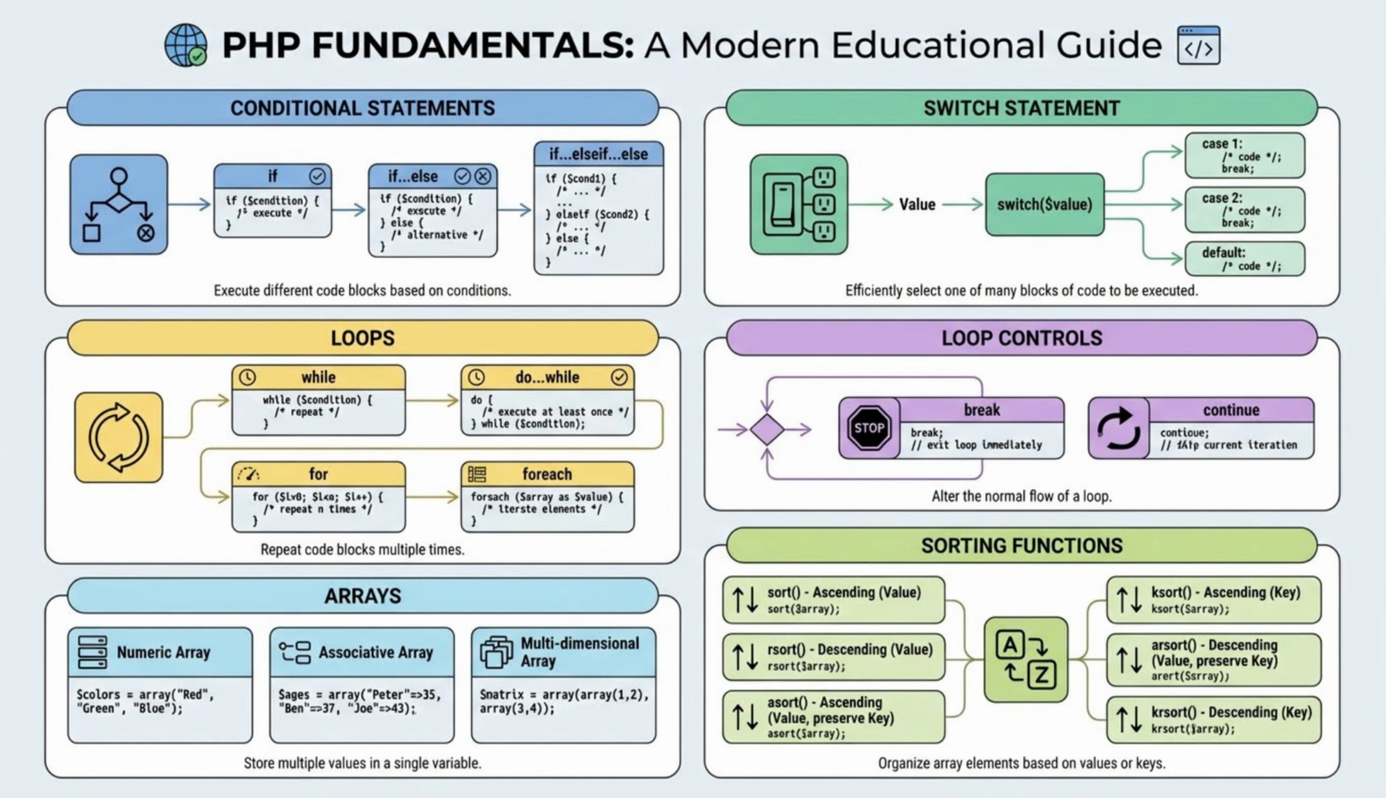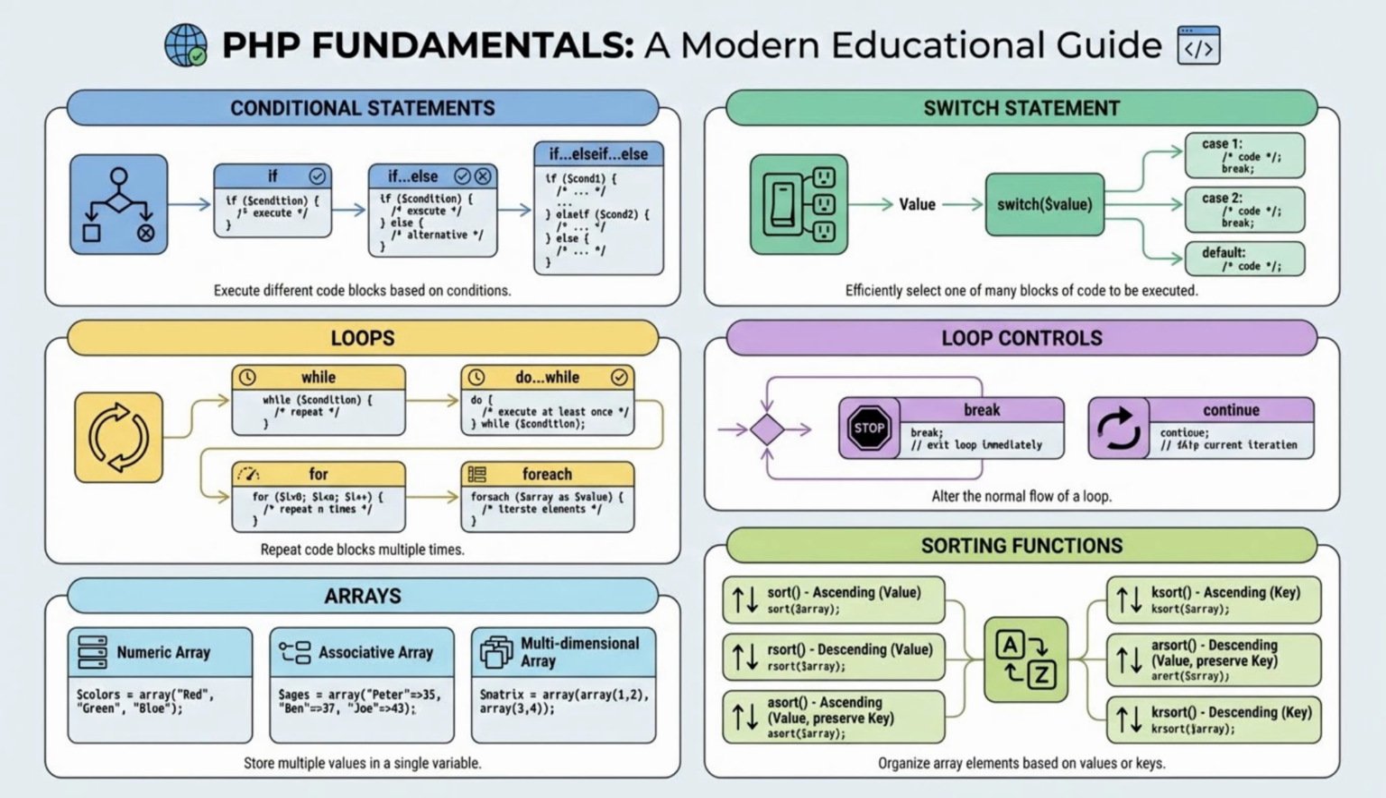4. Loop controls. Loop control statements allow you to alter the normal behavior of loops. The break statement stops the loop immediately no matter how many iterations remain. It is often used when a certain condition has been met and no further looping is required. The continue statement skips only the current iteration and moves straight to the next one. This is useful when certain conditions require the program to ignore specific values but continue looping through the rest. These tools provide precise control over loop flow and help eliminate unnecessary processing.